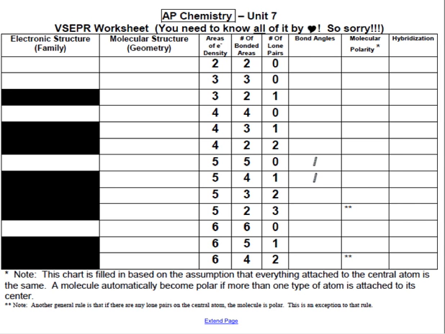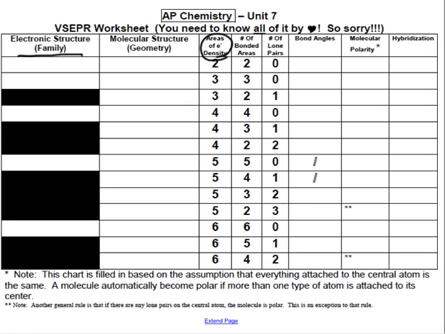Okay, so that's what we're referring to when on the chart that you're looking at here, the table says areas of electron density. That dictates what family you're in or what the electronic structure is. So regardless if they're lone pairs or bonds, the number of areas tell you the family. So you guys are going to fill this table in. We're going to leave hybridization for a later day, and we're going to go all the way through molecular polarity.